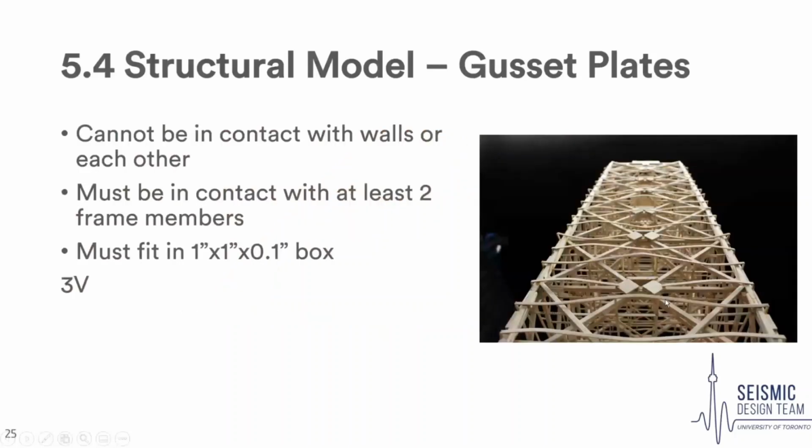Gusset plates, so those kind of diamonds that you see connecting the braces and the beams, those are called gusset plates. They can't be in contact with walls, which are those thin, long members, but they have to be touching at least 2 frame members, so it can't just be on only 1 frame member. They have to fit in a 1 inch by 1 inch box, and then any violation of this is 3 Vs. Notice there is no tolerance for this, so if it's 1.01 inches by 1 inch, it's a violation. It doesn't matter. There's no tolerance.